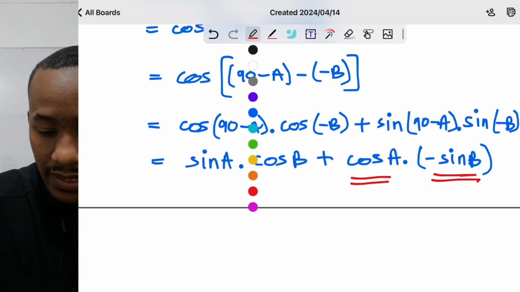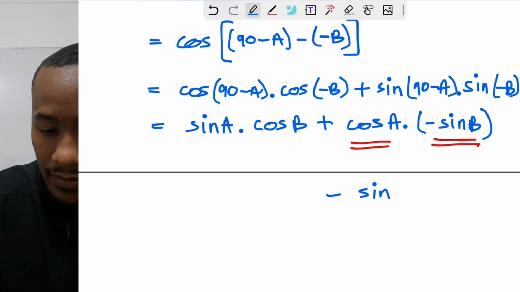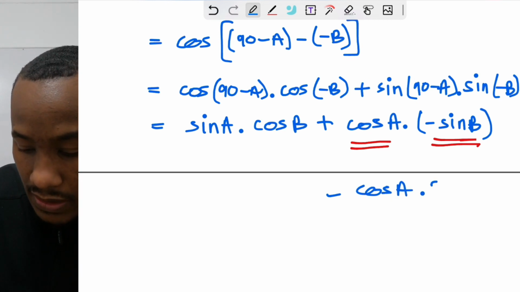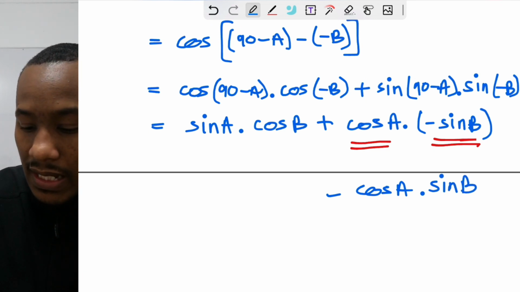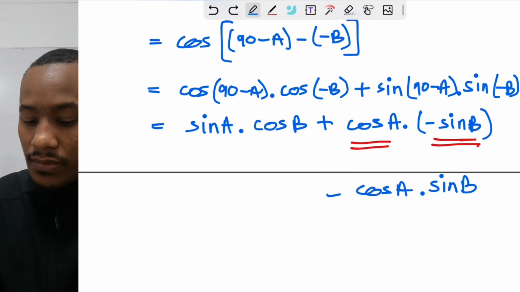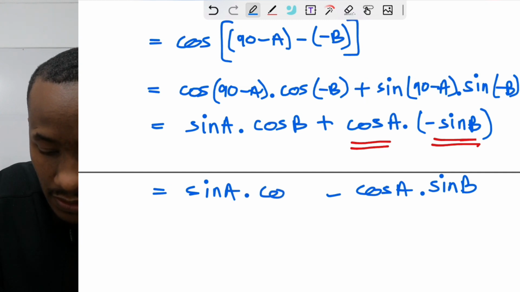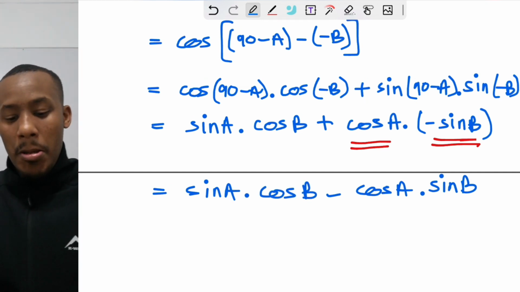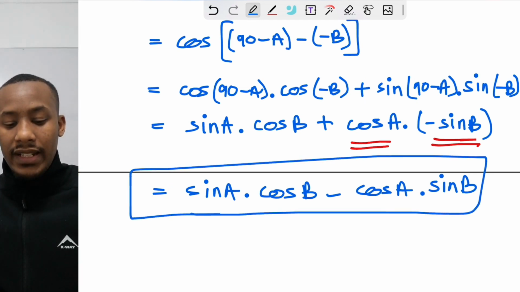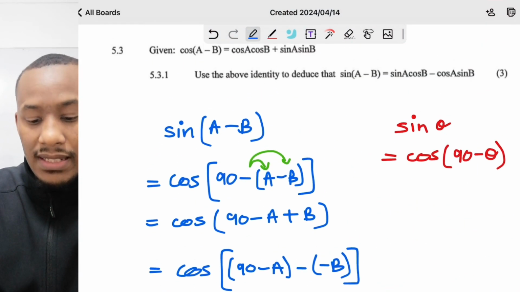When you simplify that, we get negative cos a times sine b. So you can see this negative times that positive creates a negative in front. And everything else stays the same. I'll just rewrite this as is, no changes over here. But now do you see what we end up with? We end up with that identity: sine a cos b minus cos a sine b. And that's what we set out to prove.